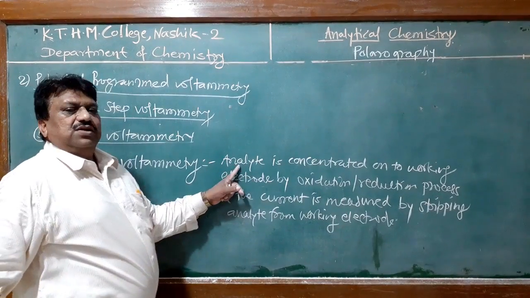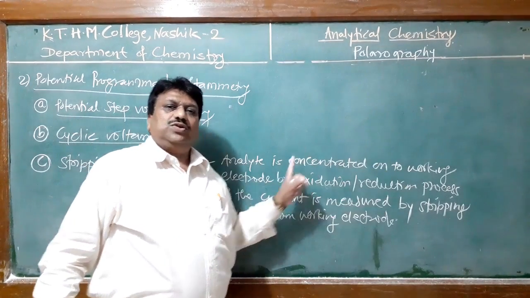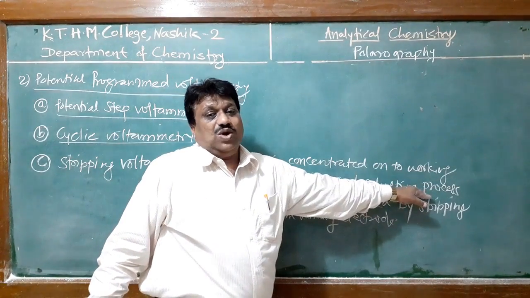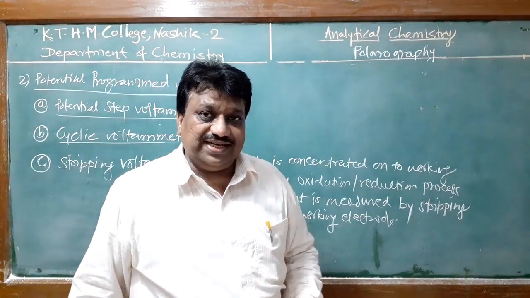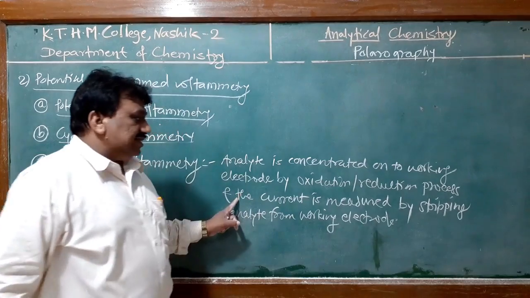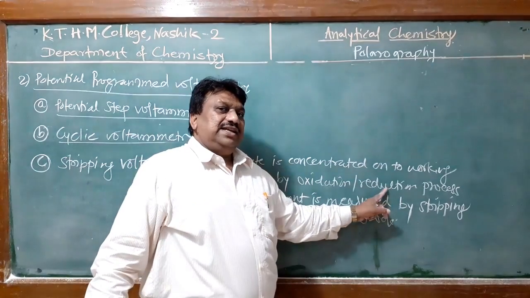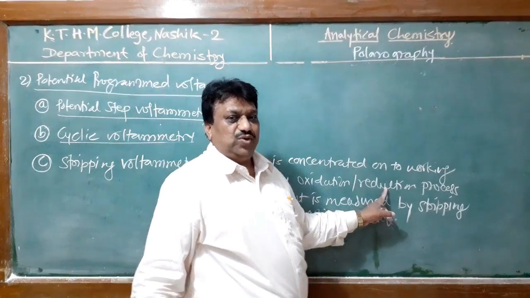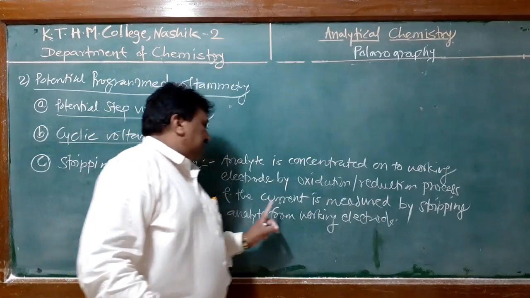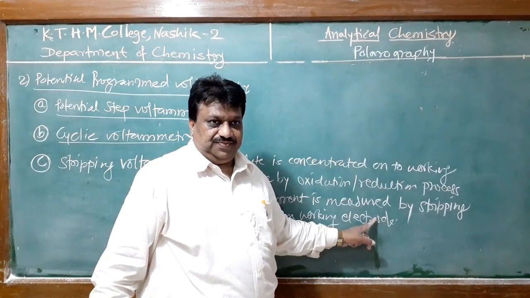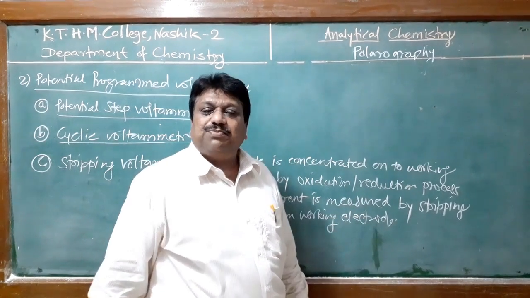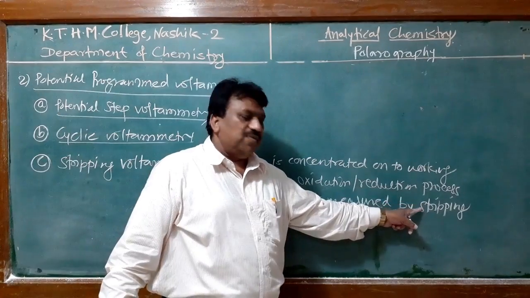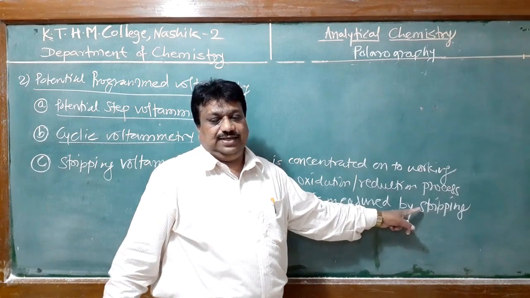That means in this case, first of all, analyte is concentrated onto the working electrode either by oxidation or reduction process. Once that analyte is accumulated or concentrated on the working electrode, in second step, the analyte which is initially oxidized is now suddenly reduced, or analyte which is initially reduced is suddenly oxidized, and then during this current is measured. Therefore, measured current is directly proportional to the concentration of analyte, and the potential at which analyte removes from the electrode is the identity of that material.